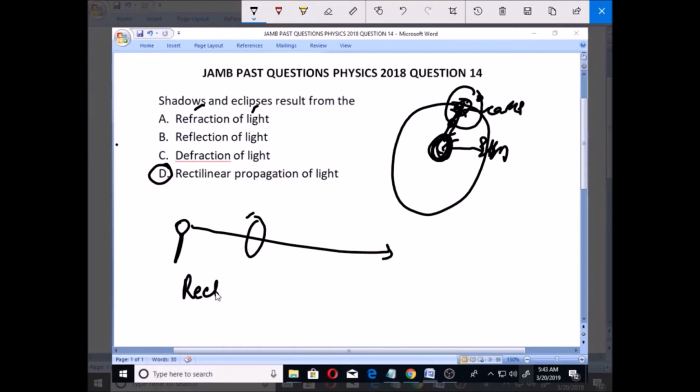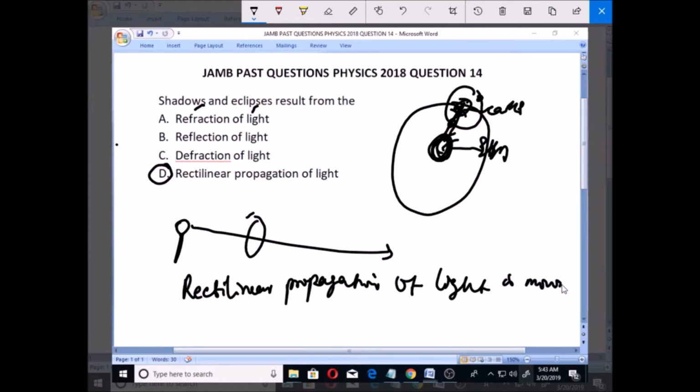So whenever you hear the word rectilinear, it simply means movement of light in a straight line. And that is why option D is the correct option. So rectilinear propagation of light is the movement of light rays in a straight line. That is what rectilinear propagation is.